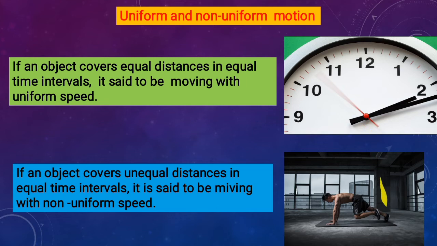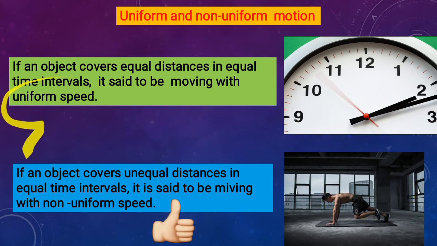Then we come to non-uniform motion. Suppose a person is running. Is there anything fixed that the person will cover equal distance in equal time intervals? No, the person can be jogging, can be running. So if an object covers unequal distances in equal time intervals, it is said to be moving with non-uniform speed. Okay, so we got the difference between uniform speed and non-uniform speed.